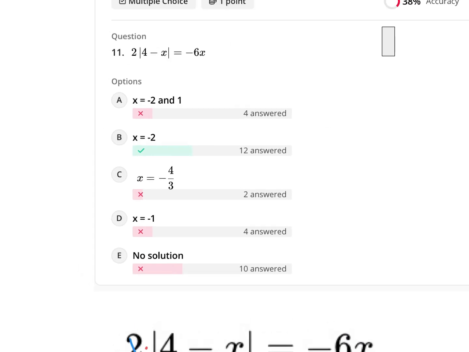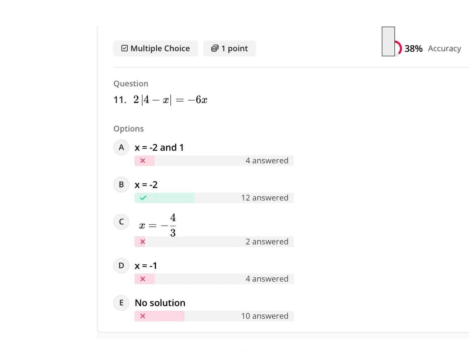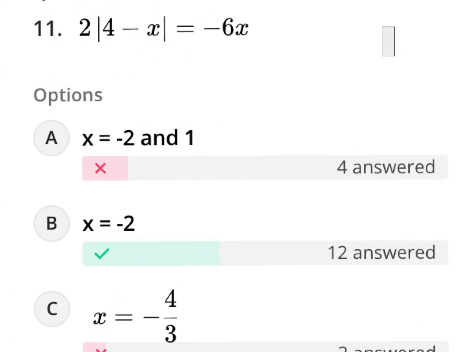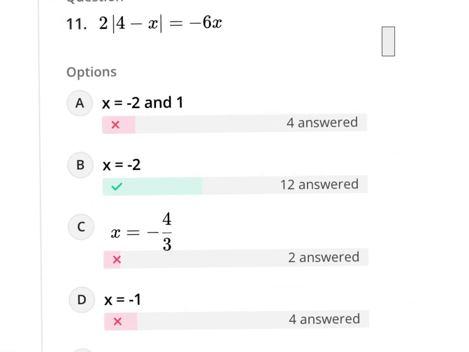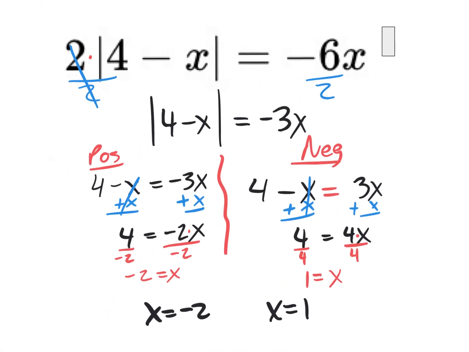The multiple choice had both answers, the negative 2 and the positive 1. And a lot of people, 4 people, picked that. But you need to double check it, right? Now, what do I mean by double check it? You need to plug it in to see if it works.